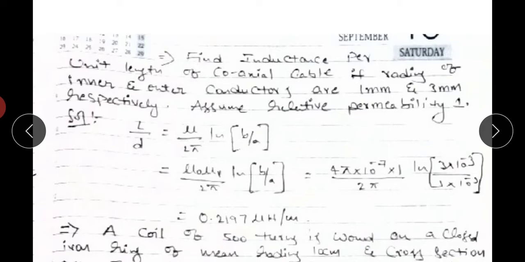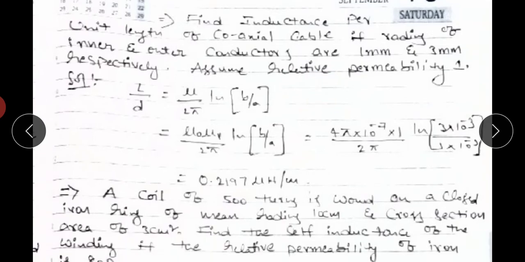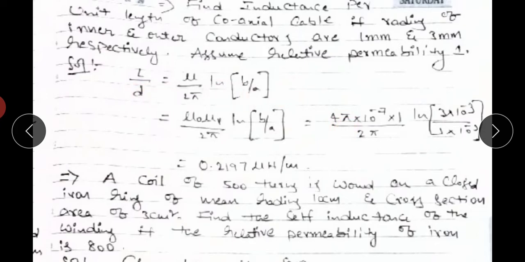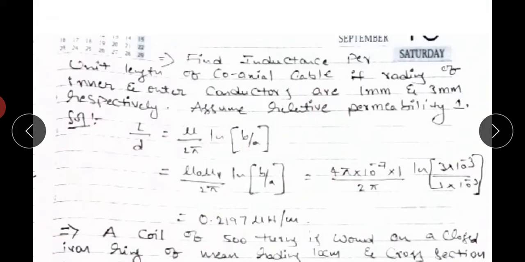Divided by 2 pi ln of b by a. So b is the outer radius, 3 into 10 to the power of minus 3 in meters, divided by a equals 1 mm, which is 1 into 10 to the power of minus 3. Then we find the inductance per unit length L by d. It equals 0.2197 microhenries per meter. So by using this formula we find the inductance per unit length.